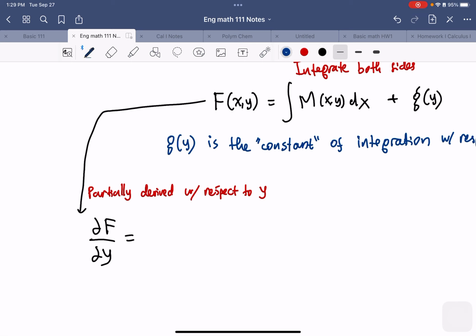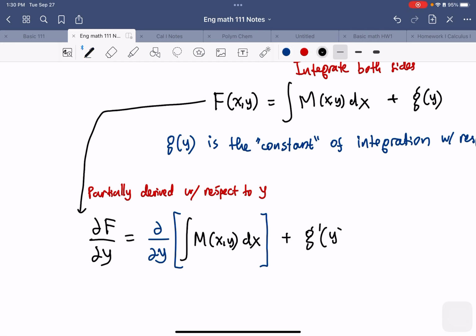So let's say we can write ∂/∂y of the integral M(x,y) dx, and maybe close the bracket, and this will be plus g'(y), because we assume that maybe this is a function of y. And this should be the same as our N. That's because we already proved that they are exact if they have the same value. So we need to have the same value of N here.